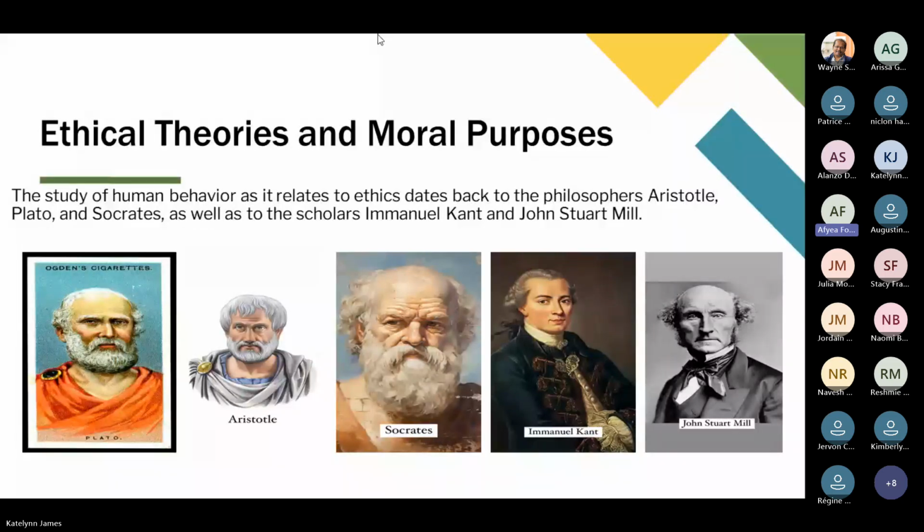Ethical theories and moral purposes. The study of human behavior as it relates to ethics dates back to the philosophers Aristotle and Plato, as well as the scholars Immanuel Kant and John Stuart Mill. Each of these persons is depicted below.